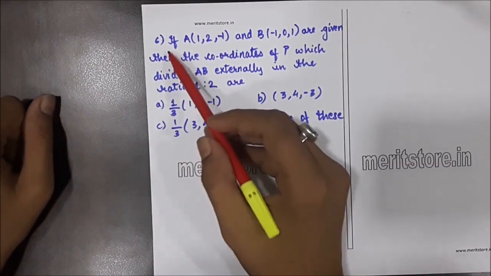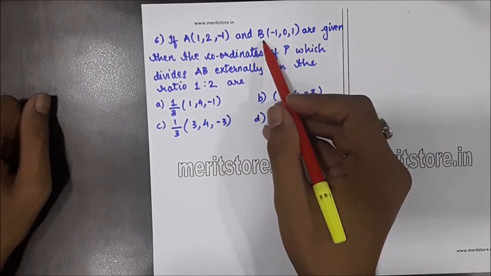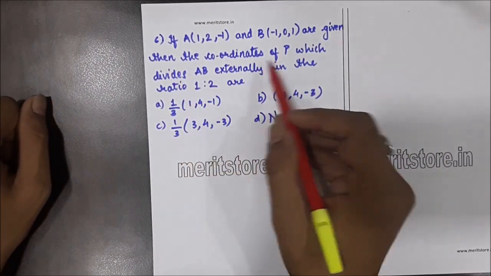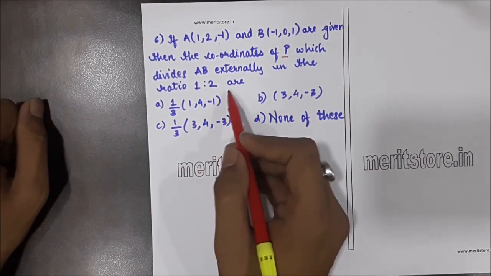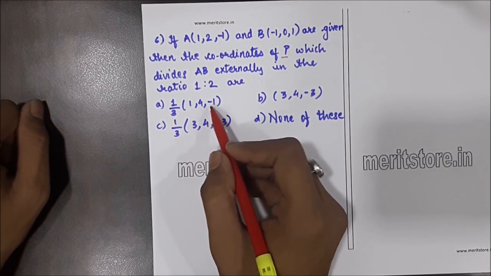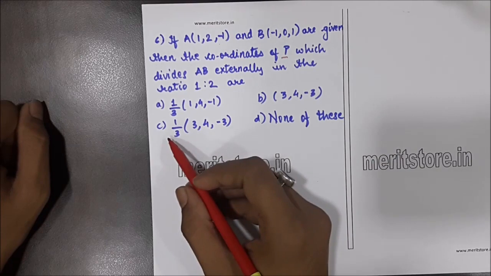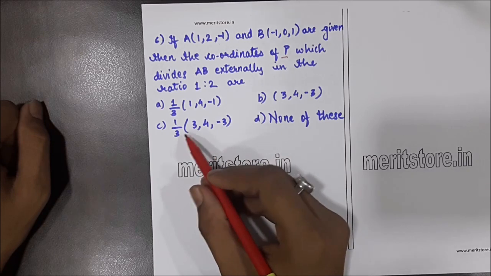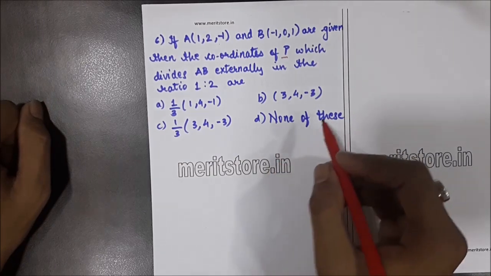Question number 6. If point A having coordinates (1, 2, -1) and point B having coordinates (-1, 0, 1) are given, then the coordinates of P, which divides AB externally in the ratio 1:2, are: option A, 1 by 3 times (1, 4, -1); option B, (3, 4, -3); option C, 1 by 3 times (3, 4, -3); D, none of these.